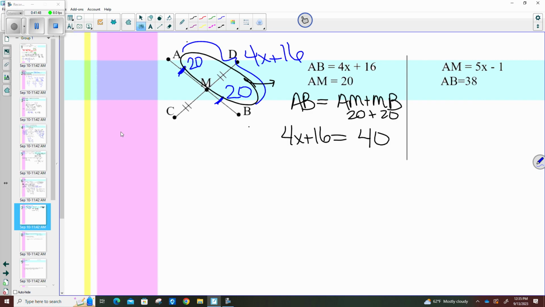So a lot of times what I'll do here is I'll write the geometry and the algebra kind of simultaneously to show you you're using the algebra to help you figure out the geometry, and you're using the geometry to set up the algebra. Okay, so we've got that if you take those two little pieces and add them up to the total, that was our segment addition, that it equals the whole thing, 4x plus 16. But you also had to use the fact that the midpoint was in the center and those tick marks meant they were the same. Okay, next step.